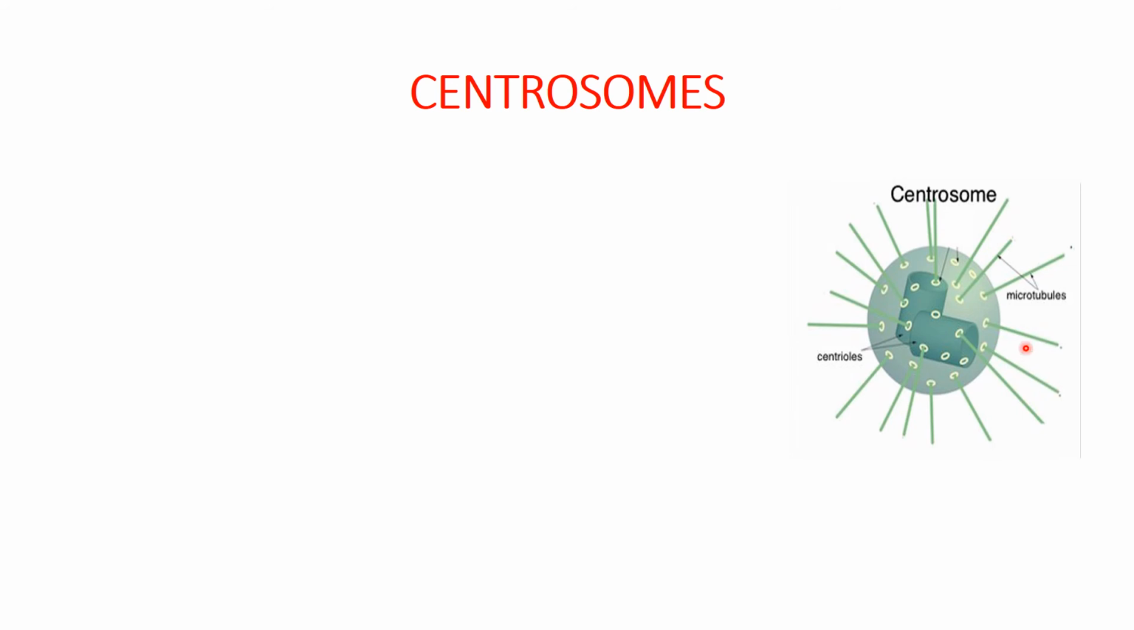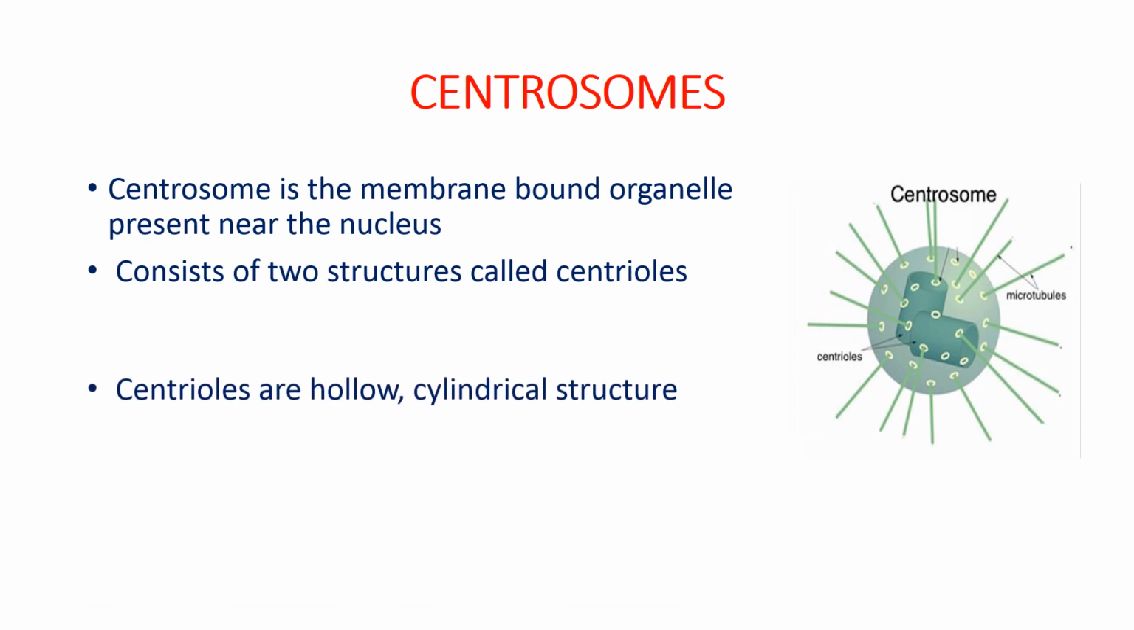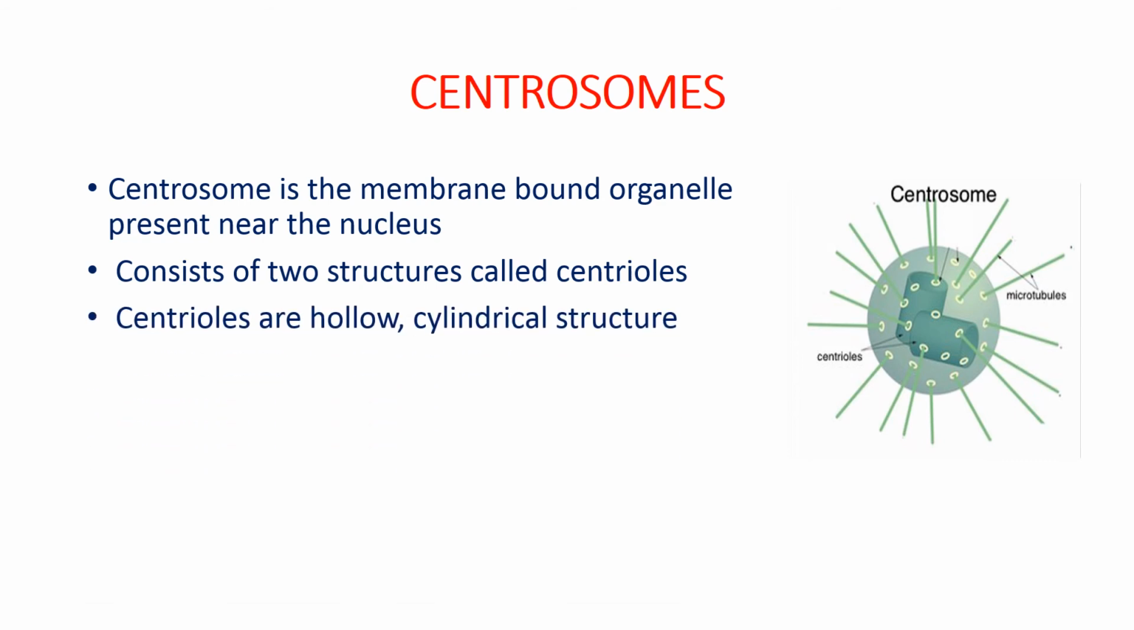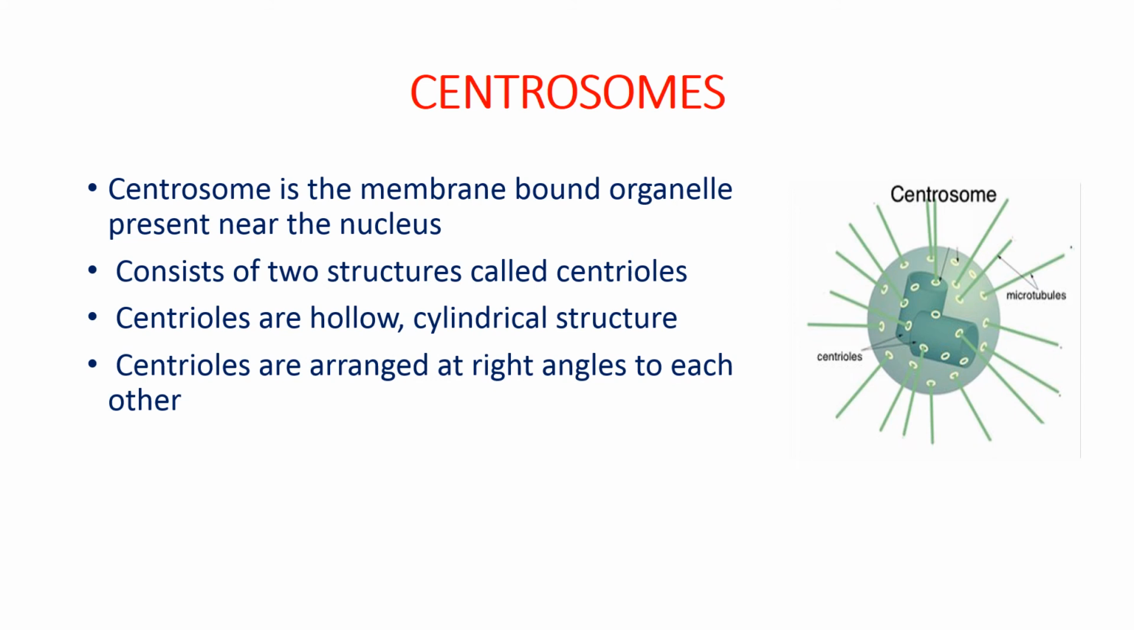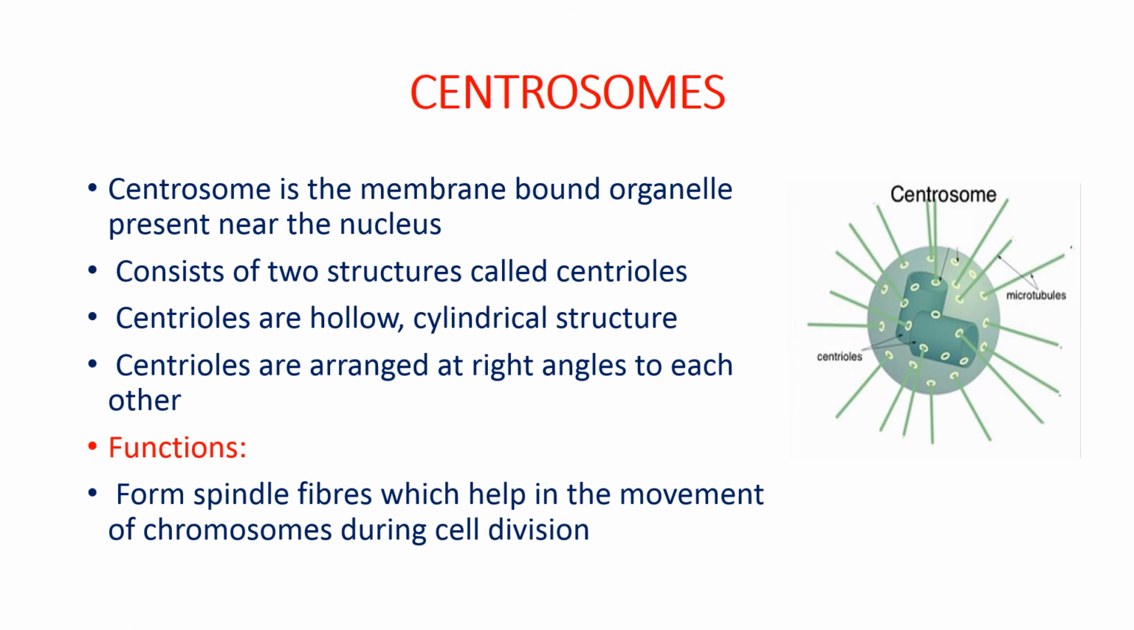Next is centrosome. This is the structure of the centrosome. Inside the centrosome, two centrioles are present. They form almost a 90-degree angle with each other, and these are the microtubules. Centrosome is the membrane-bound organelle present near the nucleus. It consists of two structures called centrioles. Centrioles are hollow, cylindrical structures arranged at right angles to each other. Function: form spindle fibers which help in the movement of chromosomes during cell division. So they help in the process of cell division.